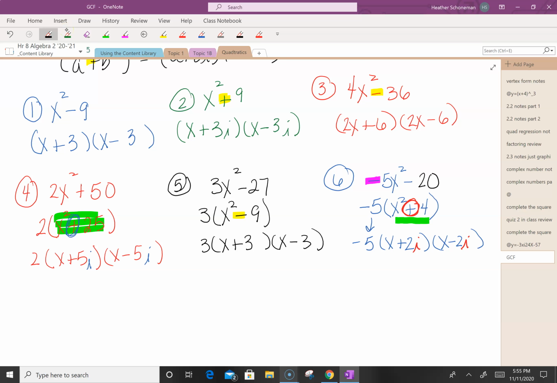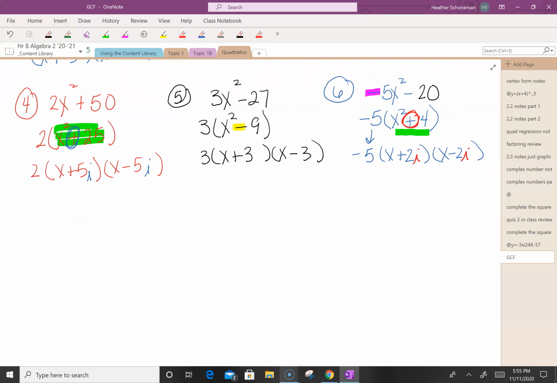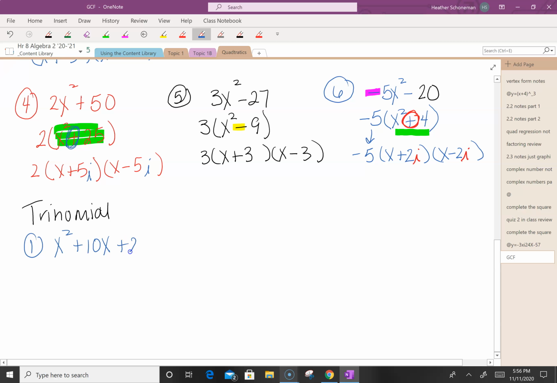All right, the last pattern is a trinomial with a leading coefficient of 1. Okay, so let's look at this first one. I want to factor x squared plus 10x plus 21. Now what I'm looking for is two numbers that multiply to 21 and add to 10. So my options are 1 and 21 and 3 and 7.